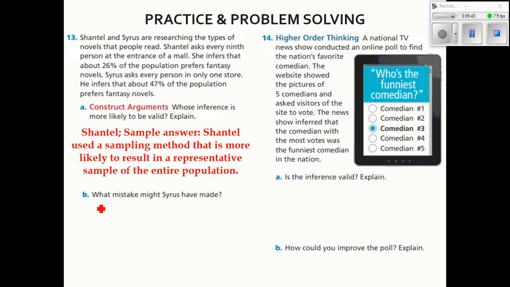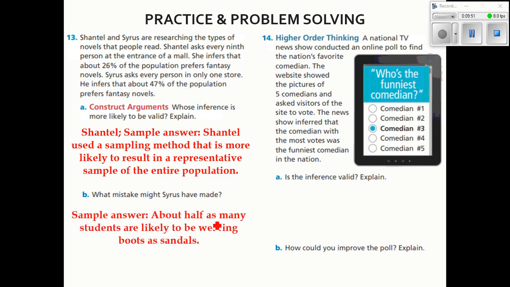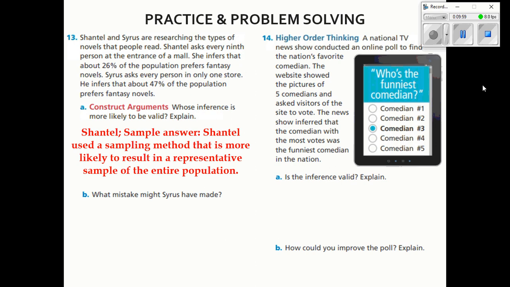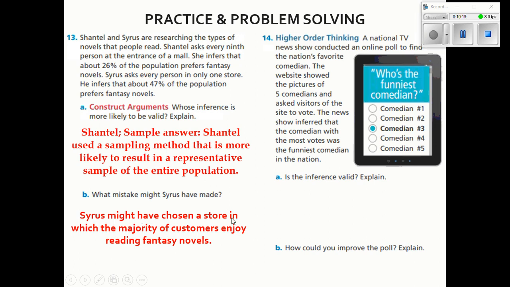Let's go to letter B. What mistake might Cyrus have made? About half as many students are likely to be wearing boots as sandals. Okay, I had to make a little correction there. As you might be able to tell, Mr. Morgan made this slideshow and he put the wrong answer there. So I went back and made corrections and then started the tape again. What mistake might Cyrus have made? Like I said earlier, Cyrus might have chosen a store in which the majority of customers enjoy reading fantasy novels.